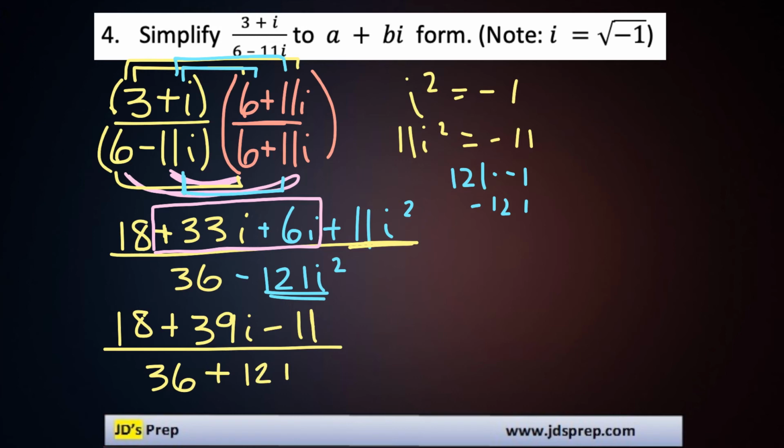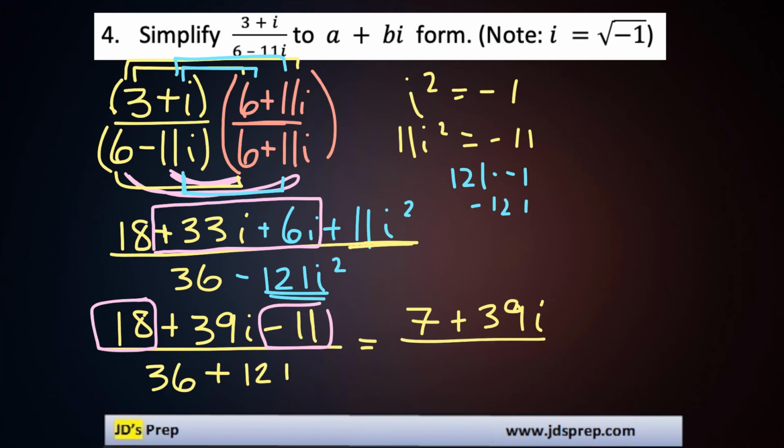Okay, now we've got some constants we can combine here. We've got 18 minus 11. That will get us 7. We'll leave that 39i alone. And in our denominator, 36 plus 121 makes 157.